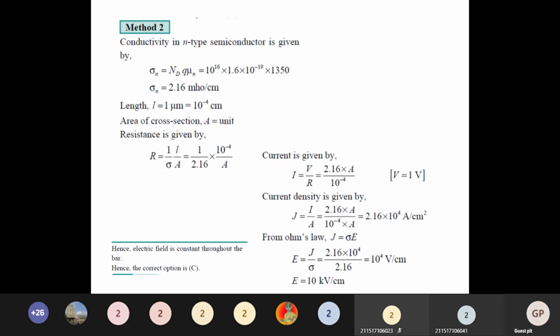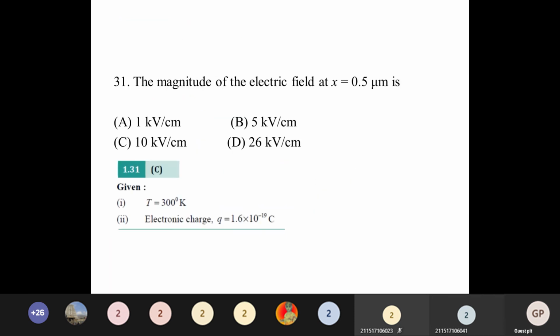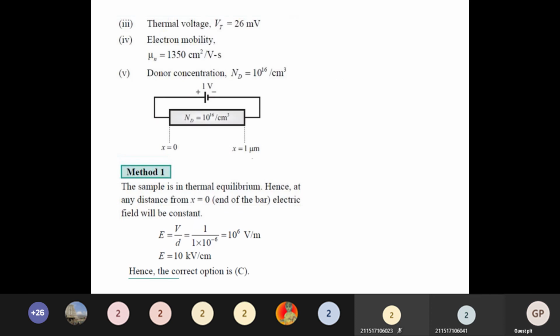So the current density J is equal to I by A. I is the previous equation's answer, which we simply substitute. A cancels, and simplifying gives the answer. After that, using Ohm's law, J is equal to sigma E, so E equal to J by sigma. So the electric field E is equal to 10 kilovolt per centimeter. This is the answer we are getting, that is the C option. So this is also one of the methods.